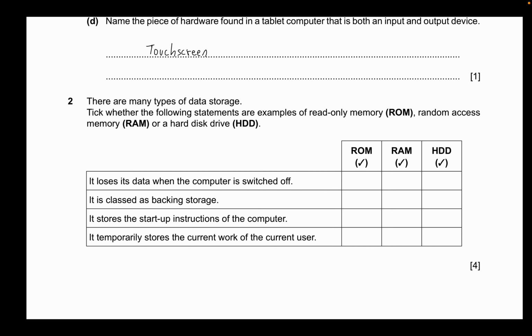This is for 4 marks, so let's tick the options. It loses its data when the computer is switched off: that is going to be RAM. It is classed as backing storage: that would be HDD. It stores the startup instructions of the computer: that would be the ROM. It temporarily stores the current work of the current user: that will be RAM, because it's a temporary form of storage. Let's move on to the next question.